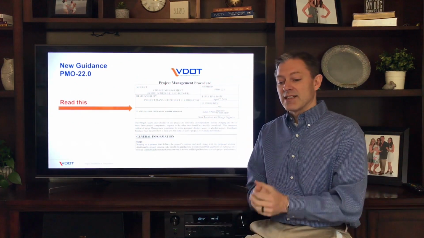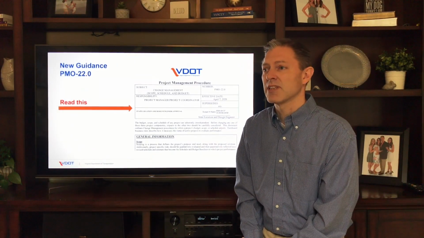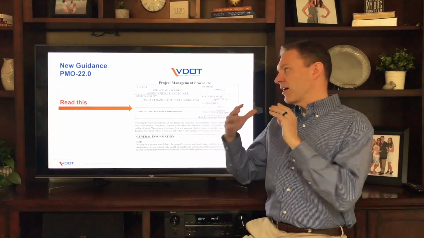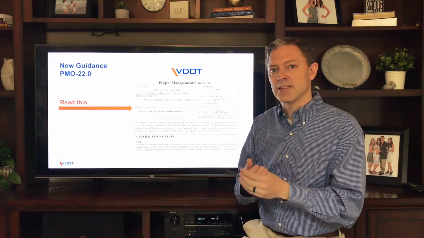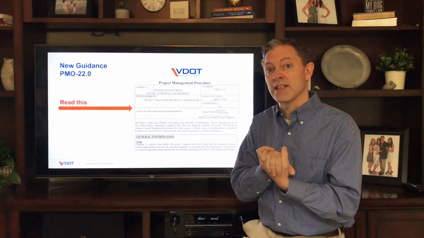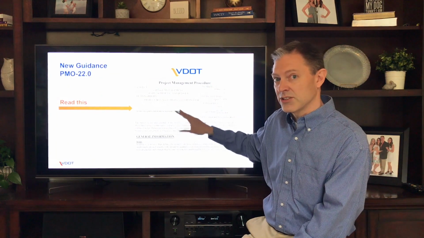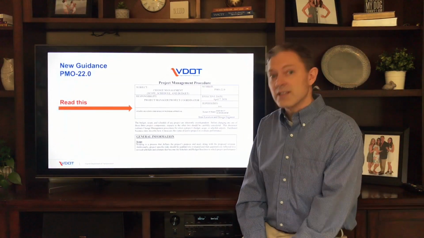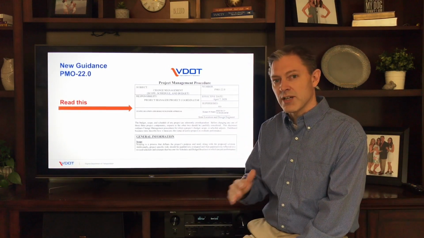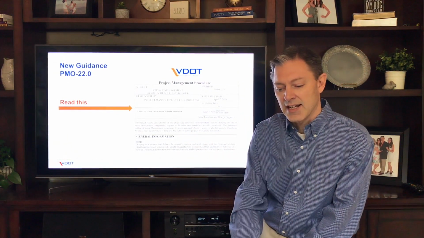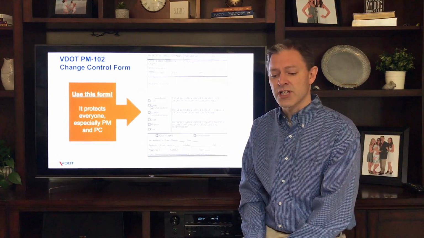To help with everybody, the PMO put together a change management policy, and we're very excited about this. It's the first time within VDOT we've had a change management policy that really takes into account the entirety of that iron triangle concept of how budget, scope, and schedule work together to manage a project. This is PMO 22.0. I'll show you later in the presentation how to find this. It's really short. It's just a couple pages long. I highly encourage everybody to read it. It's pretty straightforward. It talks about what to do when changes come up and how to handle it and how to move forward. A big aspect of that is the PM 102 form, and this is our change control form.